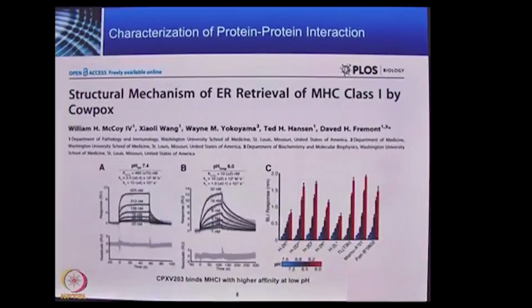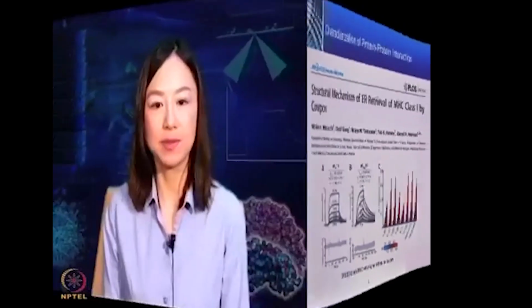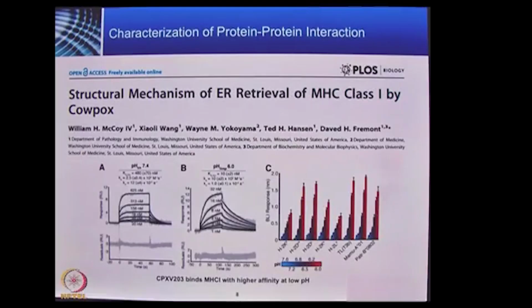Now let's look at one of the publications which uses BioLayer Interferometry to analyze the binding between two proteins. In this particular research, they are studying the binding of the MHC class 1 with another protein called CPXY203. So in this particular study, the researchers performed a very stringent analysis of the interaction between the two molecules. They firstly used SPR technology, which is another technology used to analyze biomolecule interactions. Then they got the KD value.